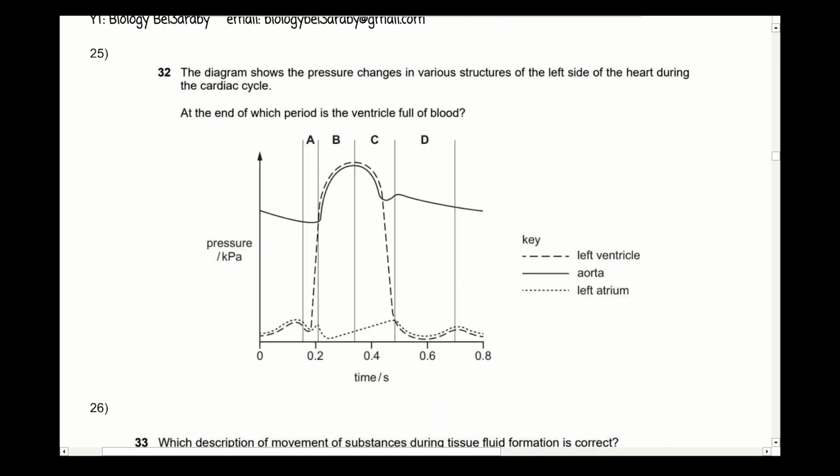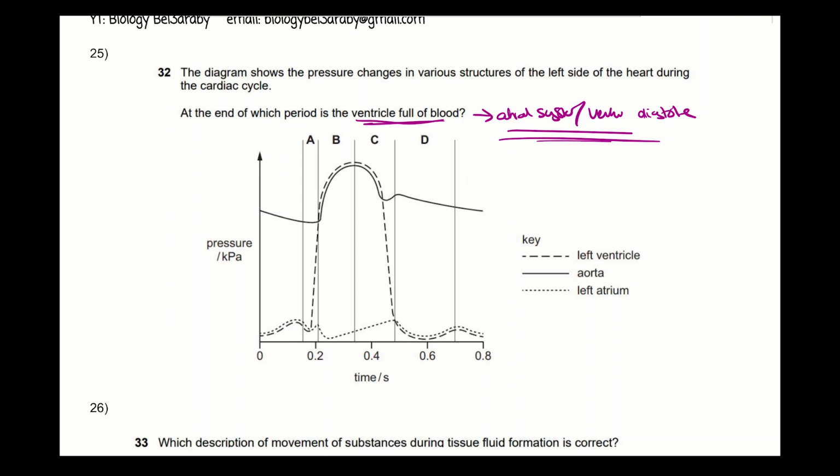Question number 25. The diagram shows the pressure changes in various structures of the left side of the heart during the cardiac cycle. At the end of which period is the ventricle full of blood? So here we're looking for the phase atrial systole, aka ventricular diastole. This period is basically when the atria contract, pushing blood to the ventricle. Therefore, the pressure in the ventricle is actually lower and the pressure in the atrium is higher.